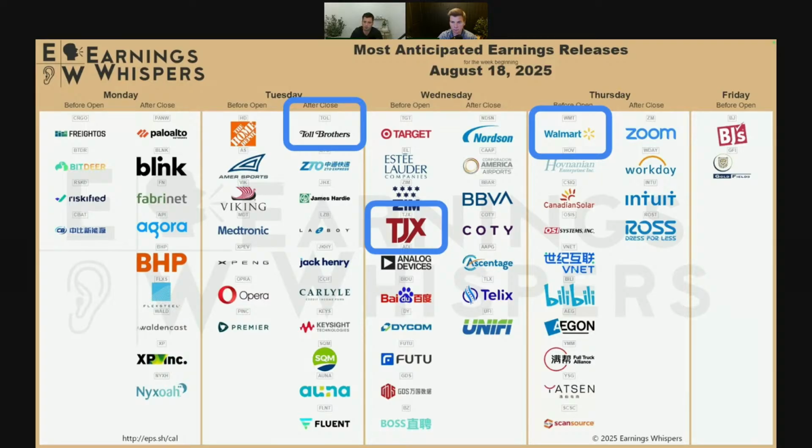When we see Toll Brothers numbers, we'll know what's going on in the housing market. When we see TJ Maxx, we'll know what's going on with more of a staple discretionary stock. So it is a shopping store or a retail store, but it's not Lululemon. TJ Maxx is known as a discount store. If discount stores are struggling, that could be a bad sign for the economy. And then Walmart's kind of right there in the middle.